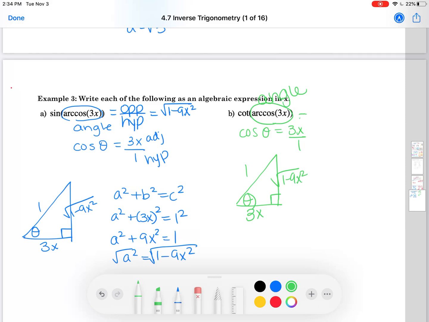This time instead, I want to take the cotangent of that angle. Remember, cotangent is just tangent flipped over, so that'll be adjacent on top this time and opposite on the bottom. So the adjacent is 3x. The opposite is the square root. And it's perfectly fine to leave this. I know it's not rationalized, but with the variables, it's just not worth our time to get rid of that radical.